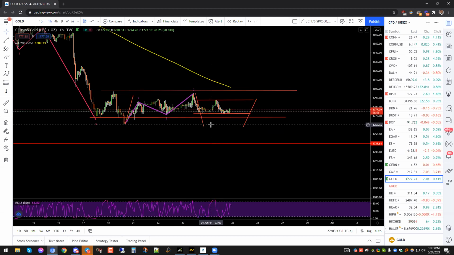Once you get to that area, you exit your trade, and you're now looking to go in the opposite direction, which is another counter trend trade. I don't like taking these types of counter trend trades. I prefer to trade in the direction of the trend.